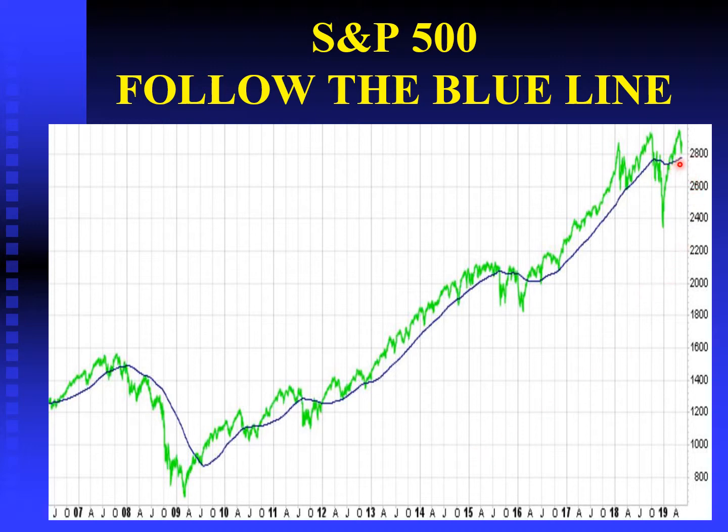What's happening now? The blue line is still rising. So we have to give the benefit of the doubt to the trend. The trend is up. But the issue is, how is risk? Is risk high or low in the stock market right now?